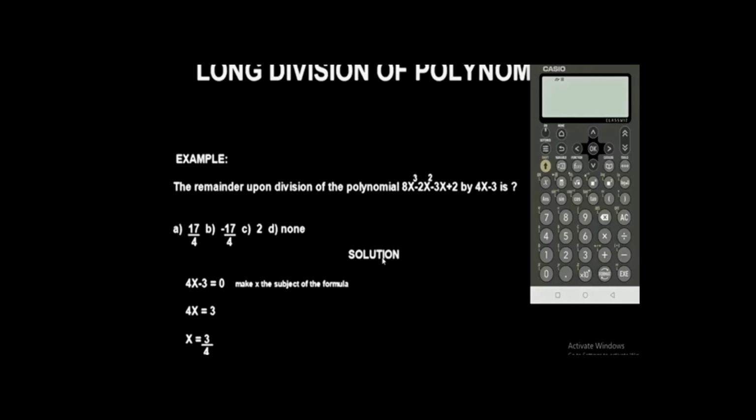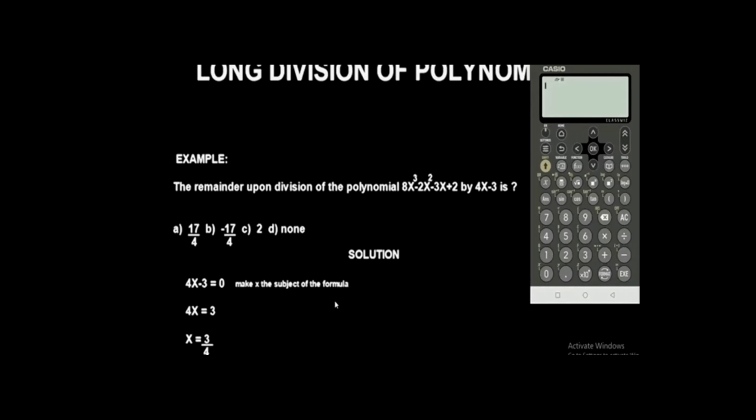So let's solve this. So when you get here, 4x minus 3 equates to 0, this is the divisor, so you then make x the subject of the formula. When you do this, your negative 3 crosses over to the equality sign, changes to 3, divide both sides by 4, so your x will be 3 by 4 as we have here. So this value of x we have gotten, you then have to store it in the calculator.